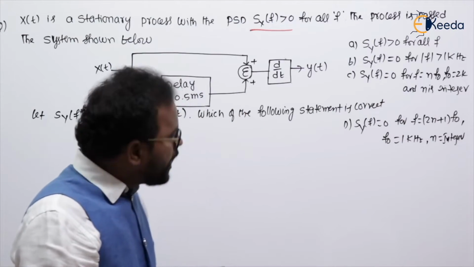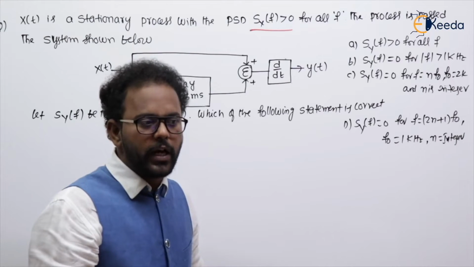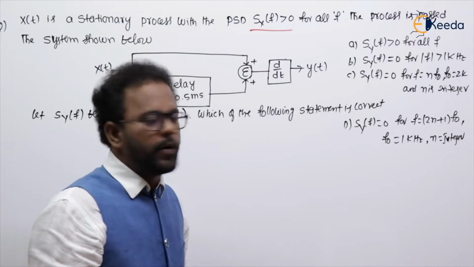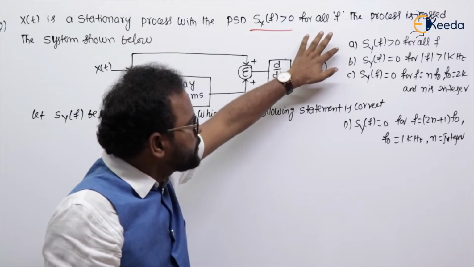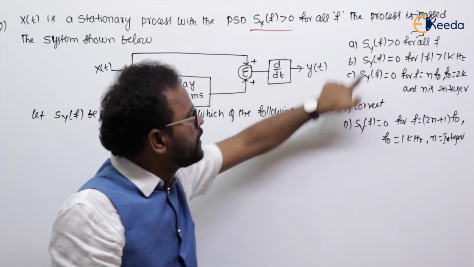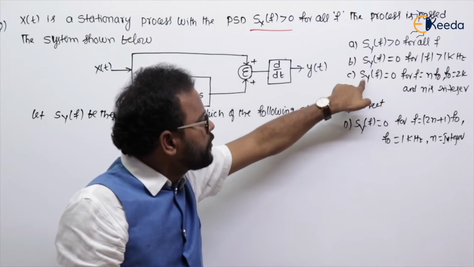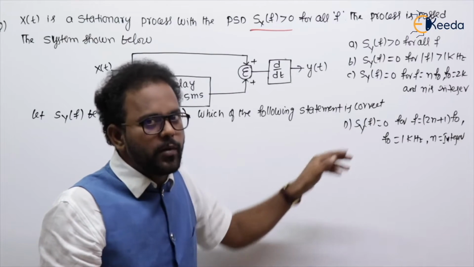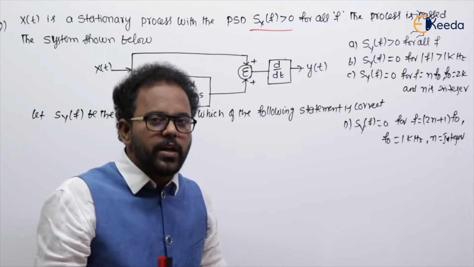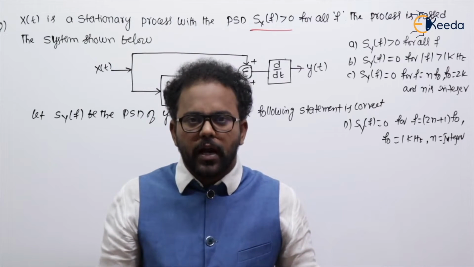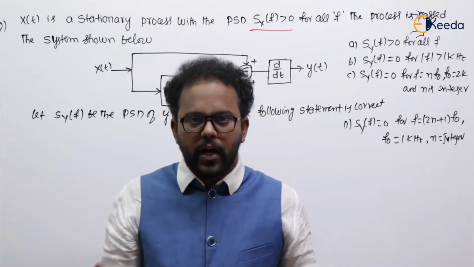If you clearly observe all the options there, are you getting my point? All options are concentrating on what? When Sy of f will become 0. What is Sy of f? The power spectral density of y of t. First calculate the power spectral density of y of t.